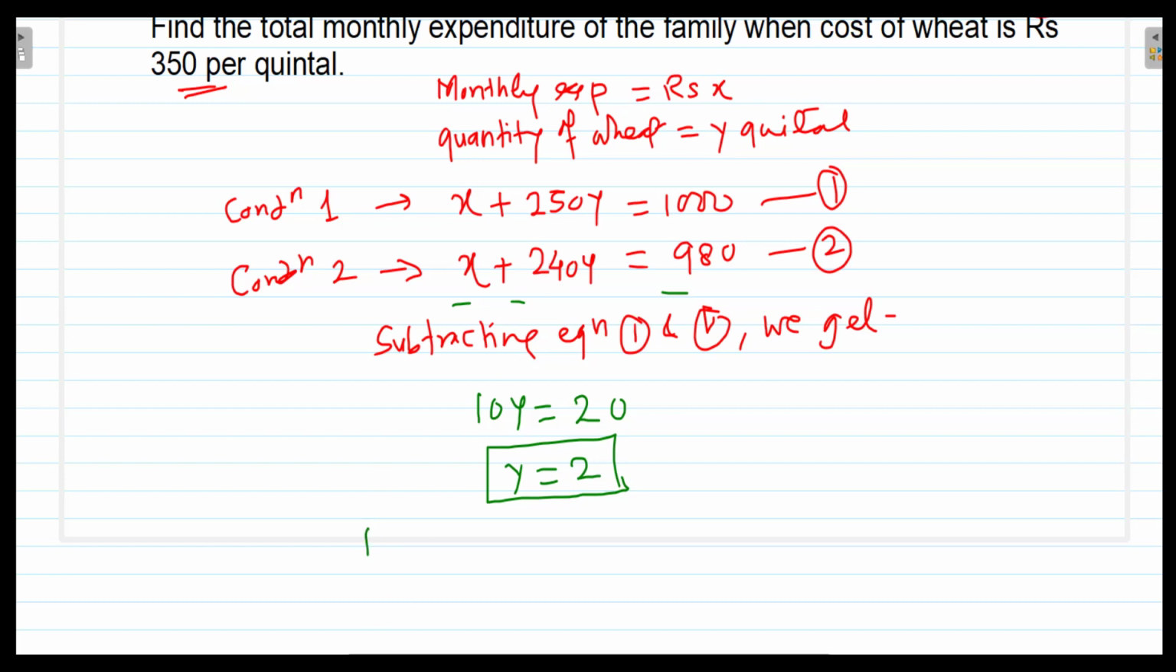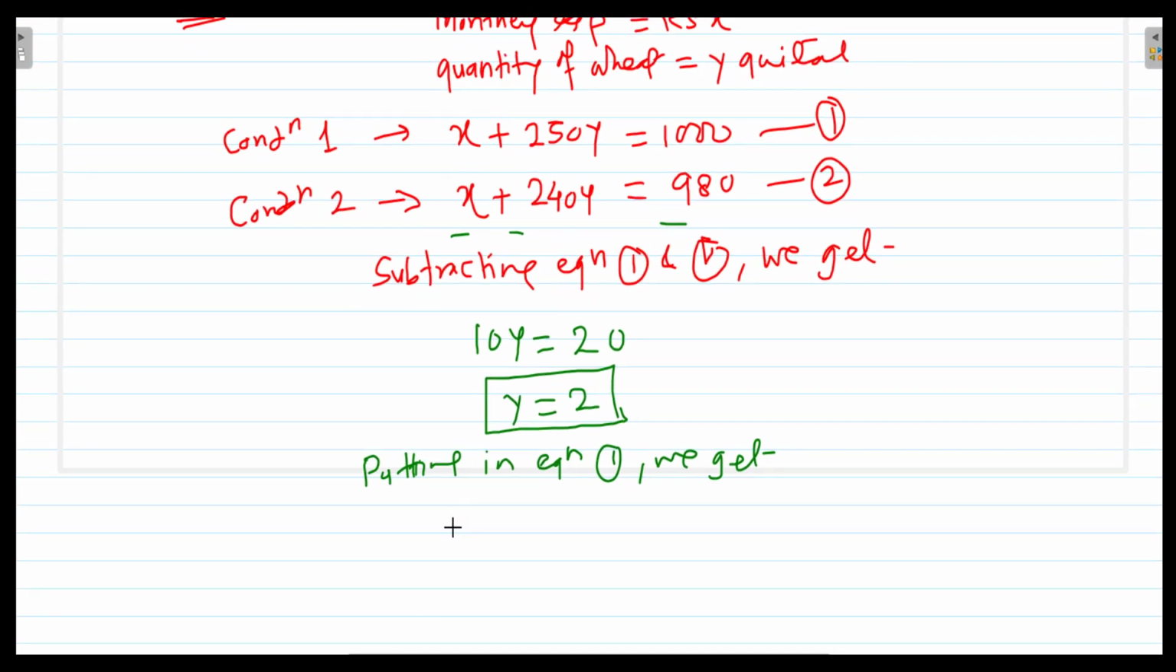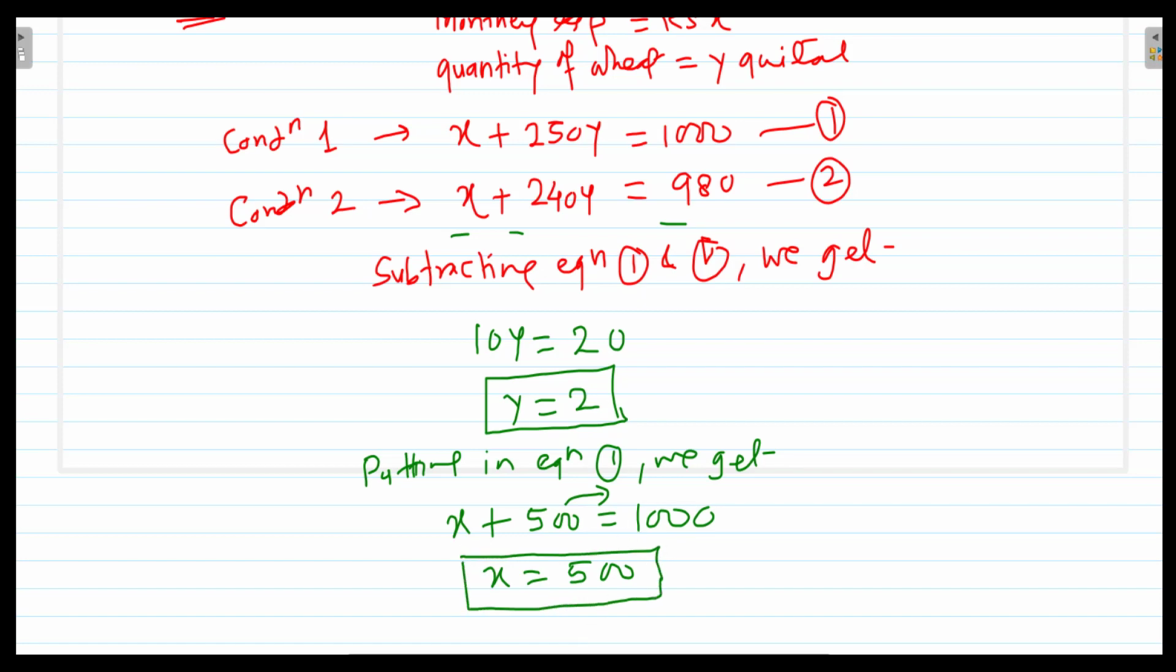So putting in equation 1, we get X plus 250 into Y, Y is 2, so 250 into 2, that will be 500, which is equal to 1000. Take 500 to the other side, and so X is equal to 1000 minus 500, so that will be 500. So you have got another value, highlight that. Now you have got X as 500 and Y as 2.